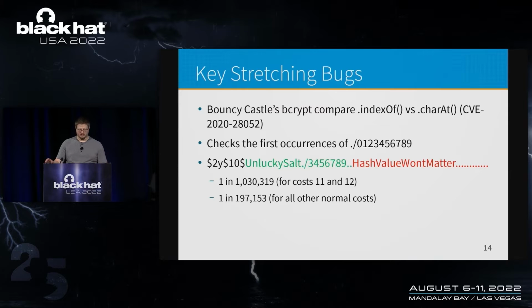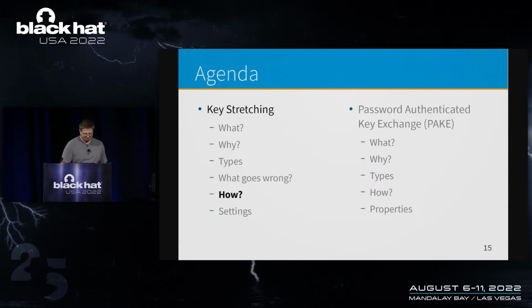This was with Bouncy Castle. It only checks the first occurrences of those characters, and a few of them are at the beginning, and there's a probability that you get an unlucky hash where any password would match. So I calculated those probabilities when the bug came out. I haven't actually double-checked, but I'm pretty sure they're right.